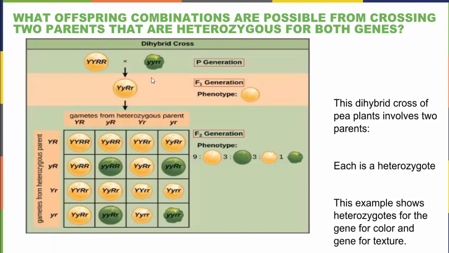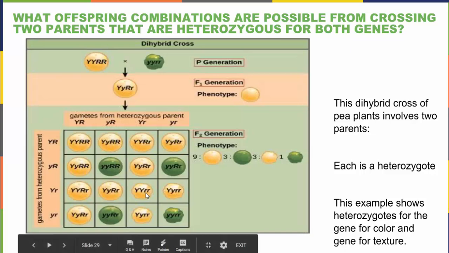And then we have texture. The texture was that round is going to be dominant. So anything that has big R, big R, homozygous dominant, or has big R, little r, a heterozygote, those are all going to be round. And the ones that are going to be wrinkled are the ones that have little r, little r. So you can see the ones that have this wrinkly shape are little r, little r.